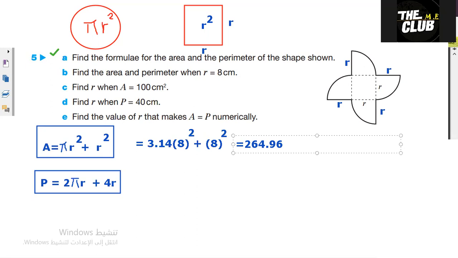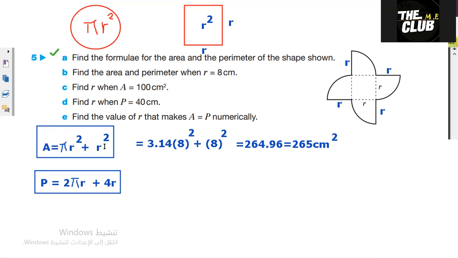Now, after we round it, it's going to be 265, and because it's area, it's going to be centimeters squared. Okay, and that's the area. This is the first part.